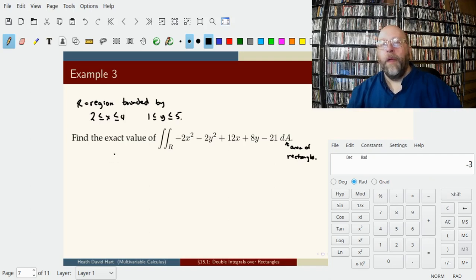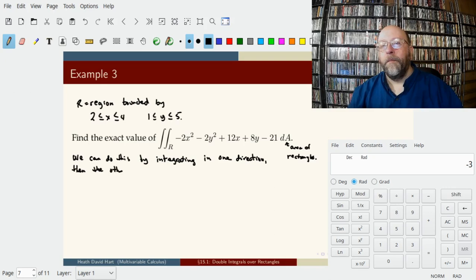Okay. We won't use this notation very often. We'll use a different notation, which we'll see in the next example. But let's talk about what's going to happen here. So what we can do is integrate in one direction and then the other. And so let's do the x direction first.